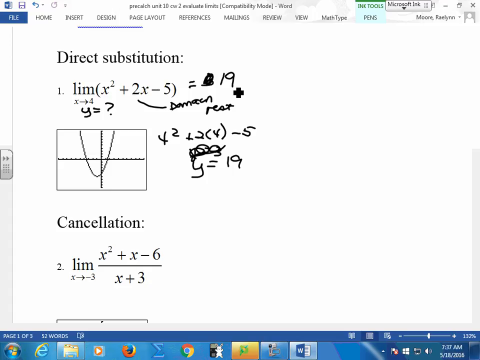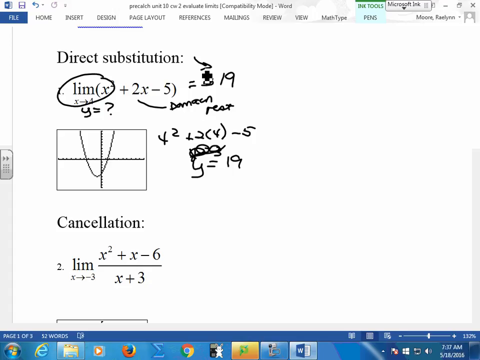Always look to see, does it have a domain restriction? As soon as you know if it has a domain restriction, you know it's jumping somewhere. It's going to jump over one number, or hit an asymptote, or do something. So if it has no domain restriction, you can plug it right in. And that's how we write it. As the limit, what's the value? As x approaches 4, it's your y value. Sometimes it's just called the value of the function. Your y value is called the value of the function. So sometimes it'll say, what is the value of the function when? And it's your y value.